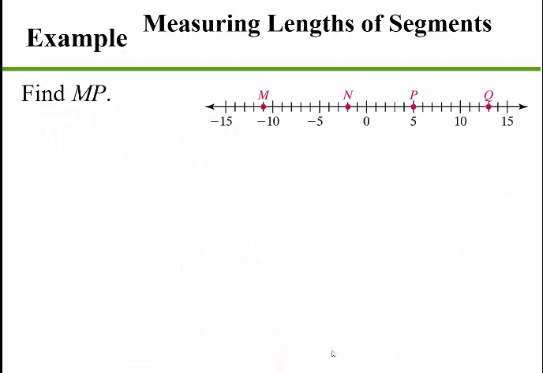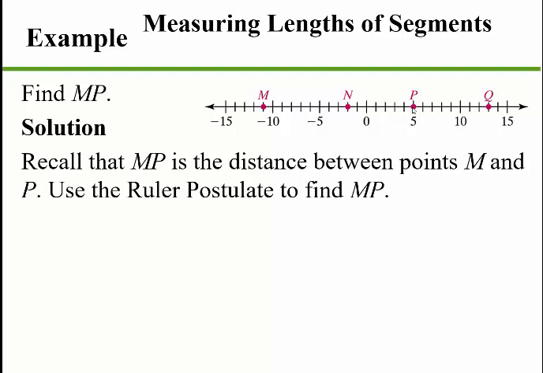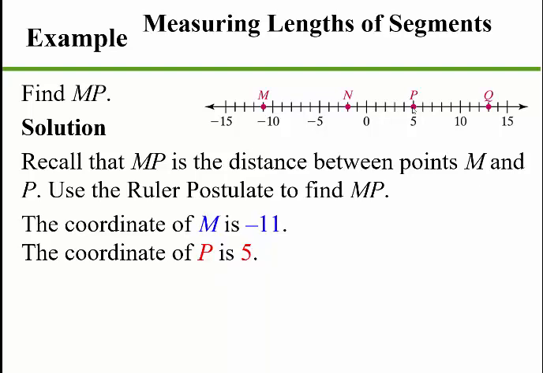All right, let's do an example. Let's find MP. It looks like M has a coordinate of -11 and P has a coordinate of 5. Recall that MP is the distance between points M and P. So let's use the ruler postulate to find MP. The coordinate of M is -11. The coordinate of P is 5. So MP, remember, you start with the back, is 5 minus the first point, M, which is -11. So minus minus becomes positive, and that becomes the absolute value of 16.